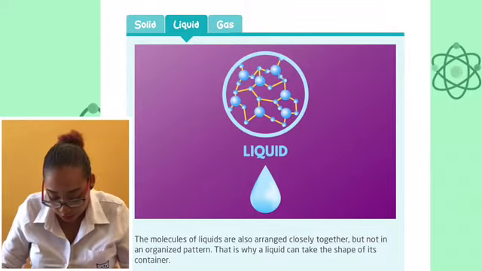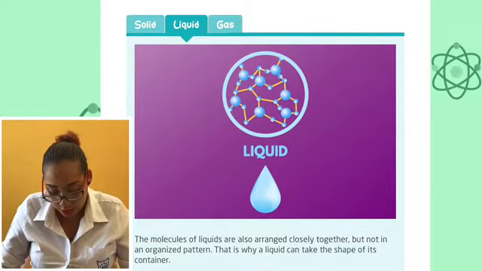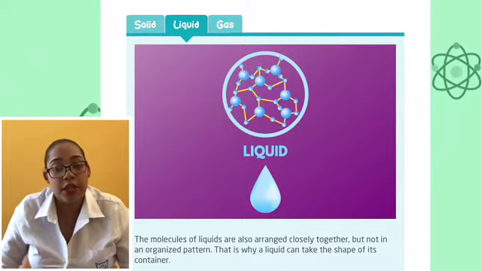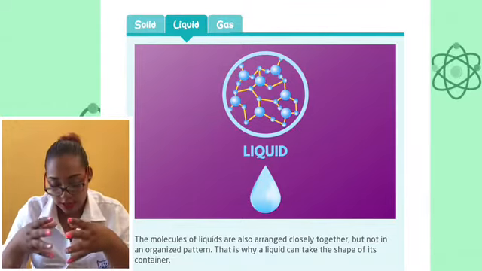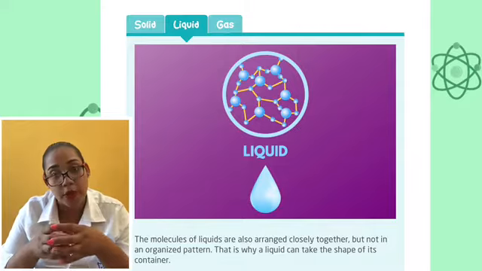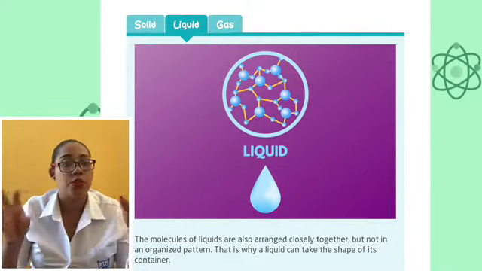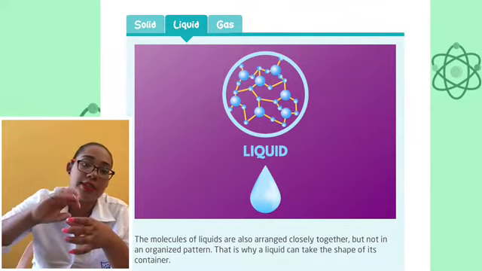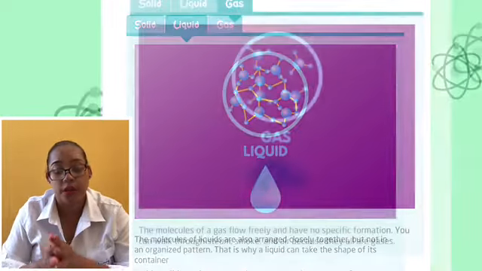Liquid. The particles of liquids are also arranged closely together, but not in an organized pattern. This is why liquid can take the shape of its container, okay? Here the particles of the liquid are not firm, they're not tied together. They are a little bit close, but not too separated. So that's why when you pour water inside your water bottle, the liquid takes the form of the bottle, okay?